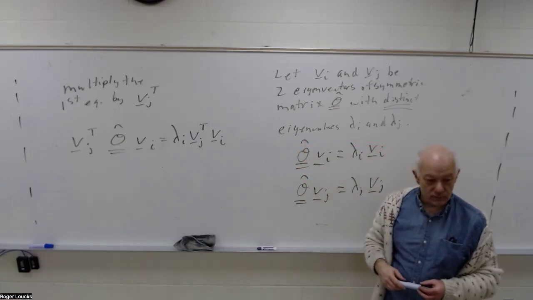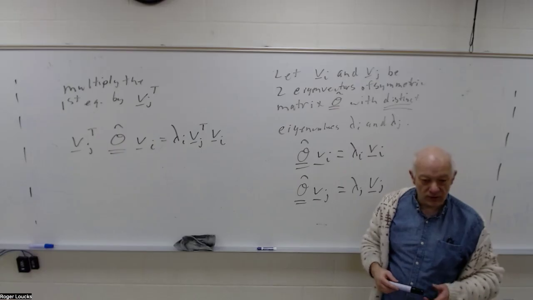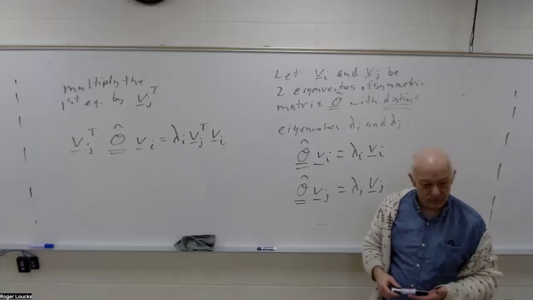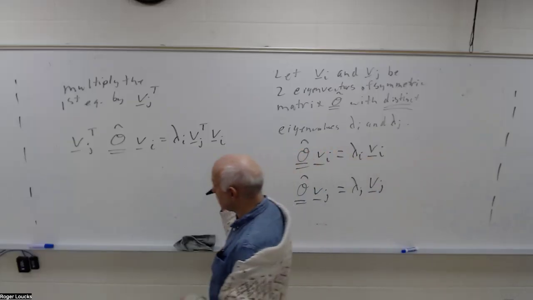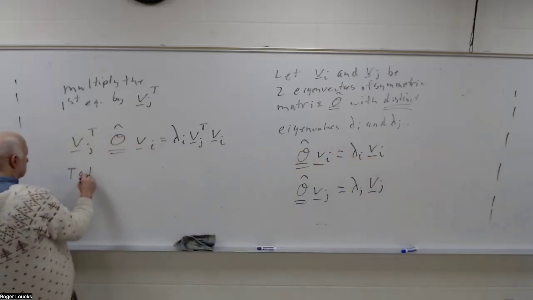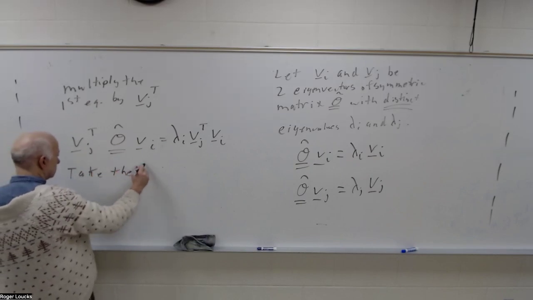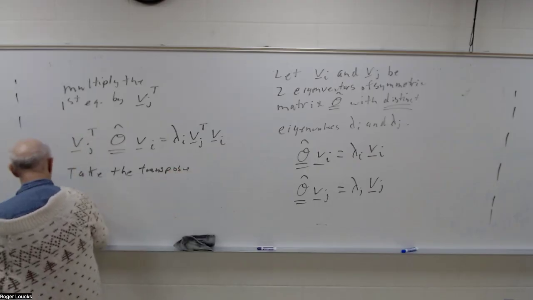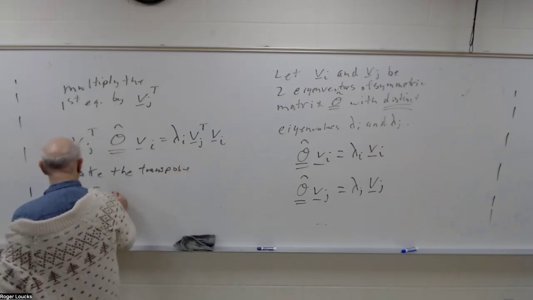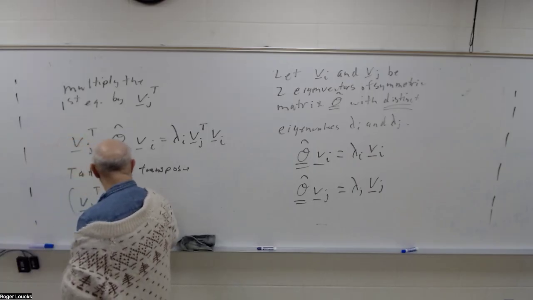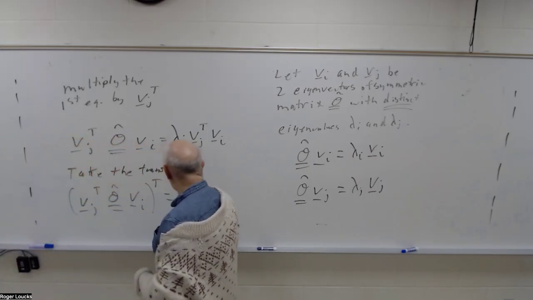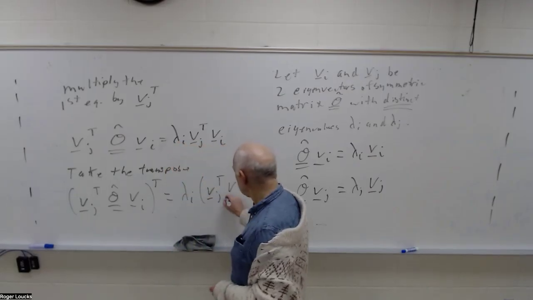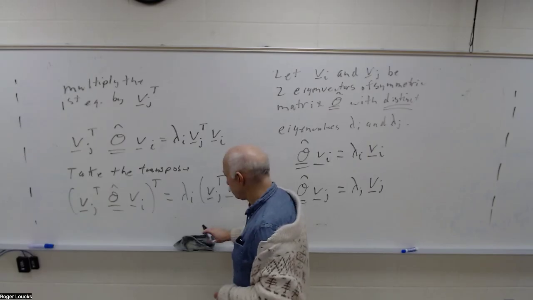Now we have to make use of the transpose part. So what do you think we're going to do to both sides? Take the transpose. And get V_j transpose O V_i transpose, which equals lambda_i V_j transpose V_i transpose.